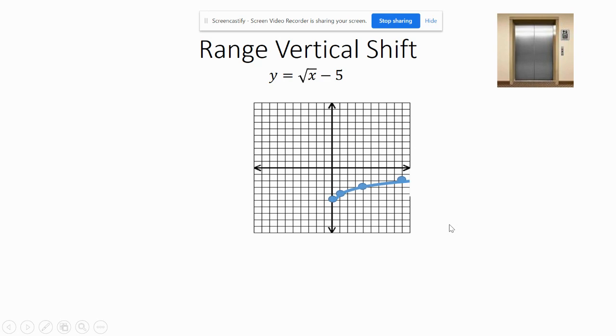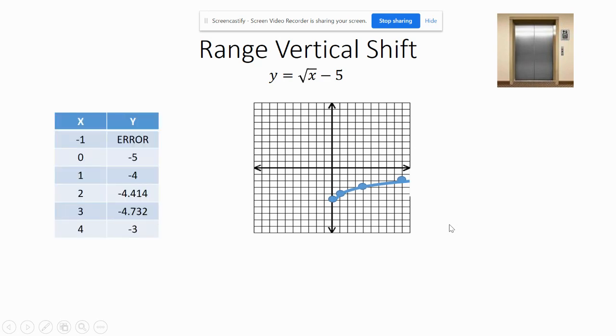So minus 5 isn't going to move it up 5. It's going to move it what? Down 5. So the domain's not changed. It's still 0 to infinity. And the range is now y greater than or equal to negative 5, because every value from negative 5 up is a possible solution I can get for my range. Or bracket negative 5 to infinity.